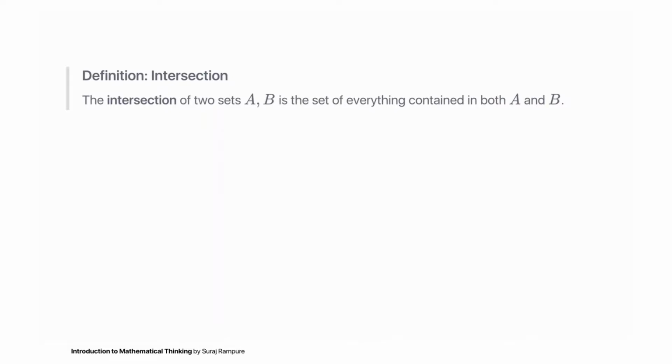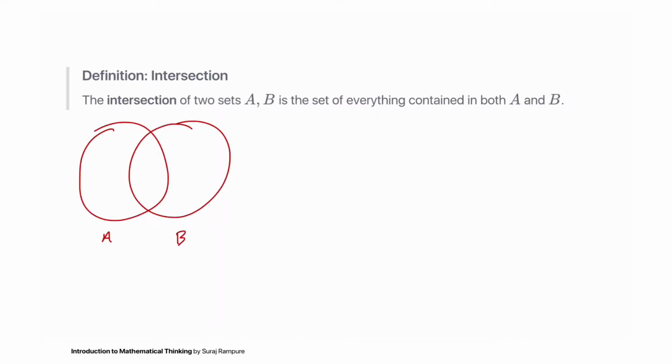The next operation we care about is the intersection. Whereas the union contained everything that was in A or in B or in both, the intersection of two sets A and B is the set of everything that is contained in both A and B. To draw a picture again, if the left set is set A and the right set is set B, the intersection is right here. Everything contained by both. The symbol for union is a U. Union starts with U, that's how I like to remember it. And the symbol for intersection is an upside down U.